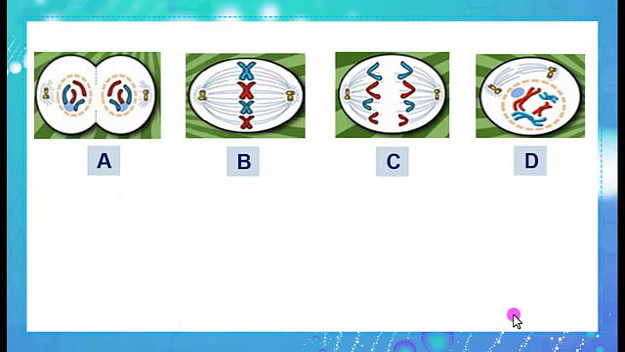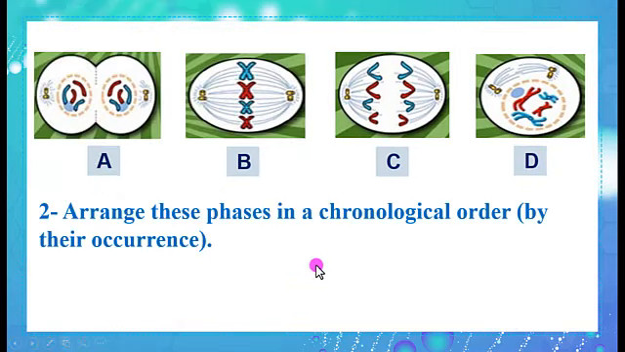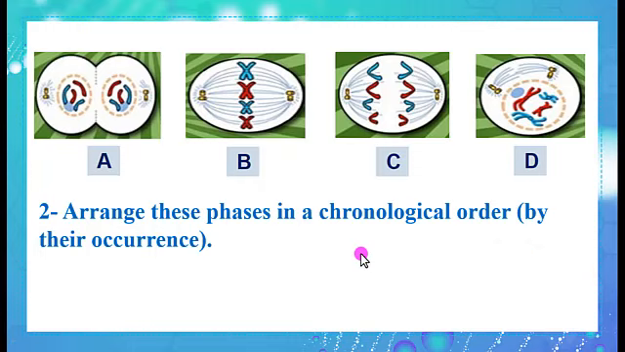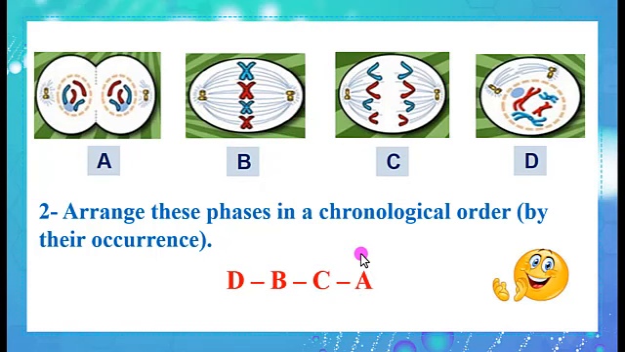Let's now move to question number 2. Arrange these phases into a chronological order. It means by their occurrence. So please pause the video and arrange them. So it is D, B, C, and A. You have to put them in letters because D is for prophase, B for metaphase, C for anaphase, and A for telophase. So you have to put them according to their label in the figures.